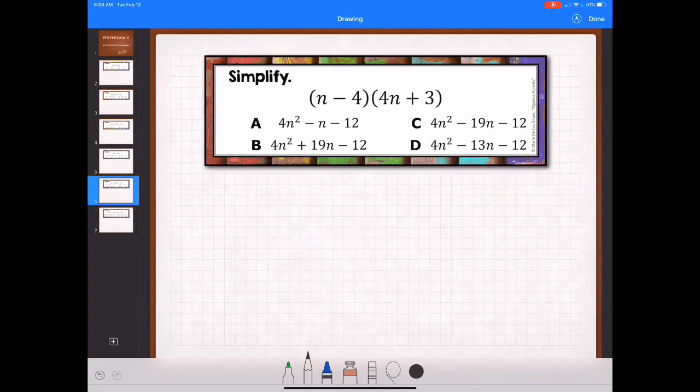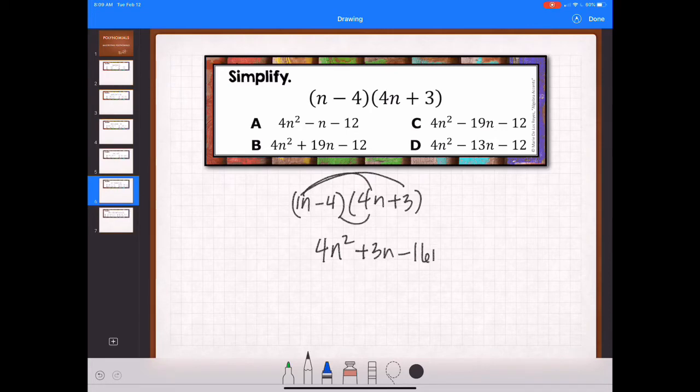All right, this one's a basic binomial times binomial, n minus 4 times 4n plus 3. So you'll distribute here. This is a 1. 1 times 4 is 4. N and n is n squared. Distribute. 1n times 3 is 3n. Underneath, that's negative 16n. Multiply underneath, that's negative 12. And then combine like terms. So 4n squared, and then this right here gives you negative 13n, and then minus 12. So that's your final answer, D.